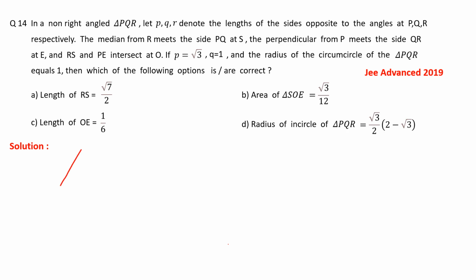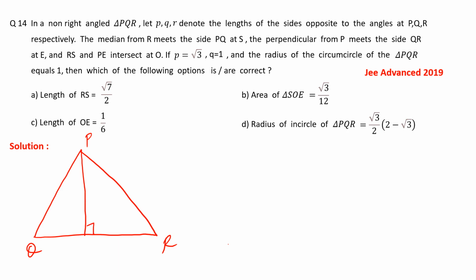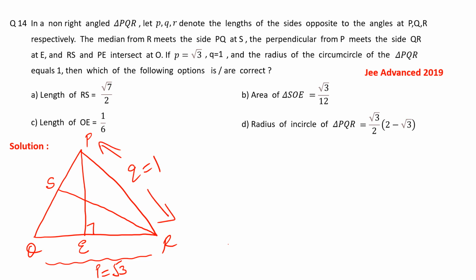Now it's a nice question on the topic of solution of triangles. Let me make triangle PQR first. Now there is perpendicular PE dropped from the vertex P onto the side QR, and then we have median RS, which is bisecting PQ at the point S. Now this entire length is small p equal to root 3. This length is small q equal to 1. And this is small r, which we do not know, right?